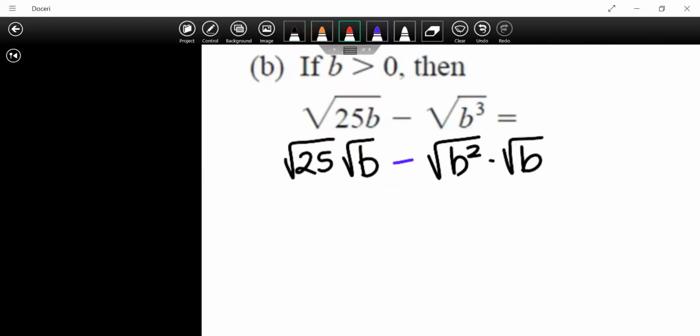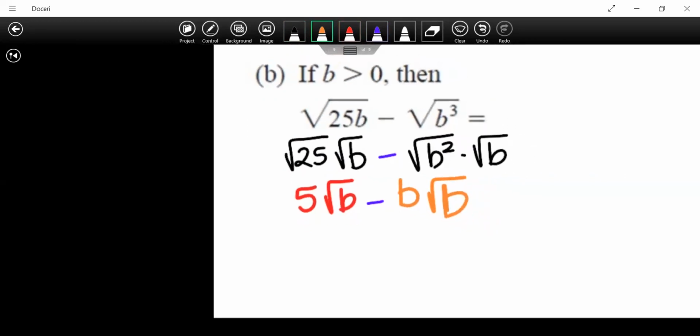Square root of 25. So we're going to get 5 square root of b, minus the square root of b squared, which would be b, root b. Are we done? What can we do? Subtract them. How would we write that out? Negative. Hold on. What? Negative? We just have a 5 b with it. All these are terms. So we reduce it.